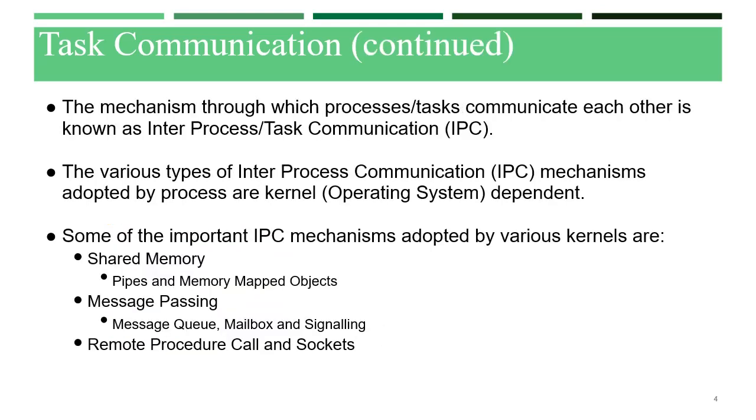Cooperating processes exchange information and communicate through the following methods: cooperation through sharing and cooperation through communication. In cooperation through sharing, the processes exchange data through some shared resources. In cooperation through communication, no data is shared between the processes, but they communicate for synchronization. The mechanism through which processes or tasks communicate with each other is known as inter-process or task communication, IPC.